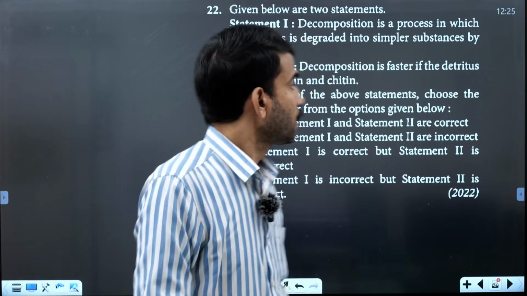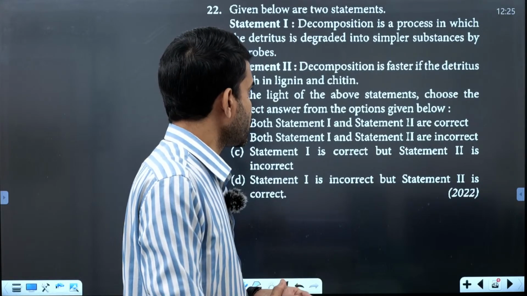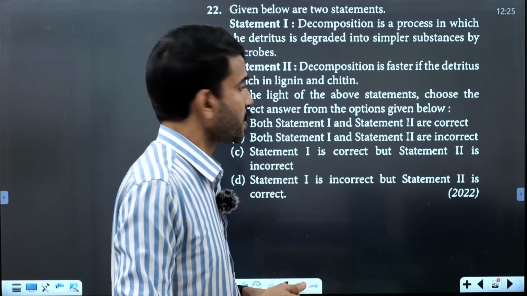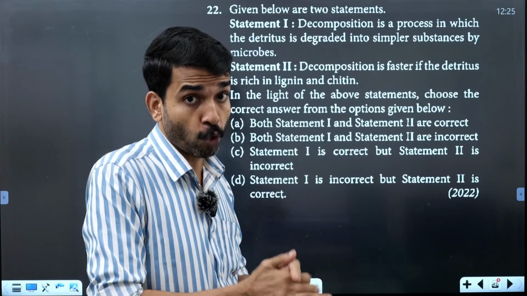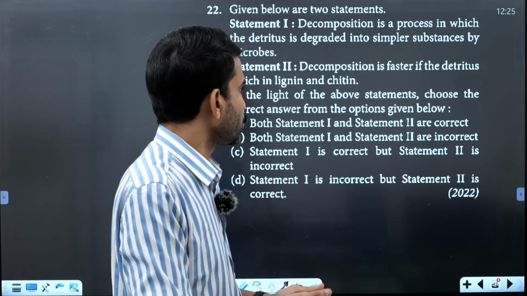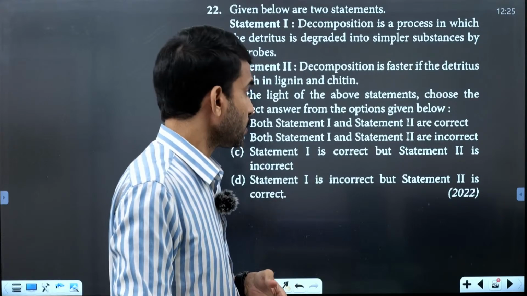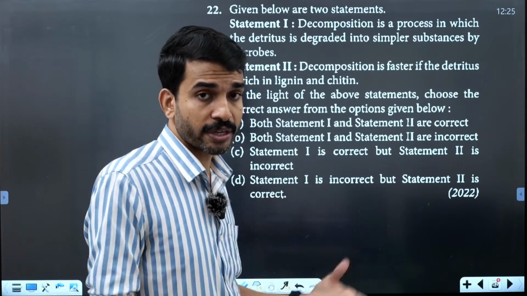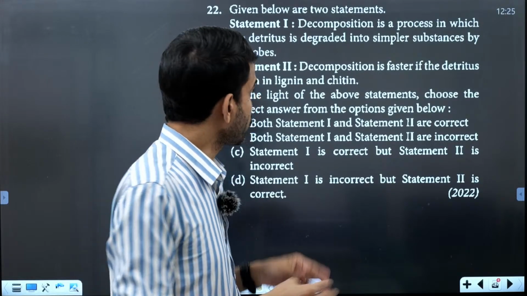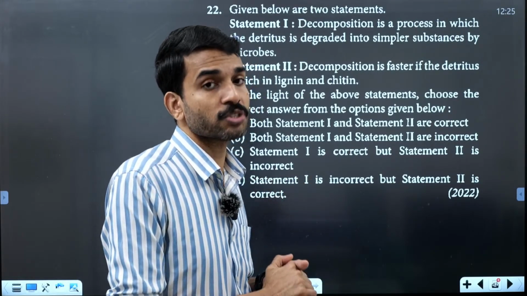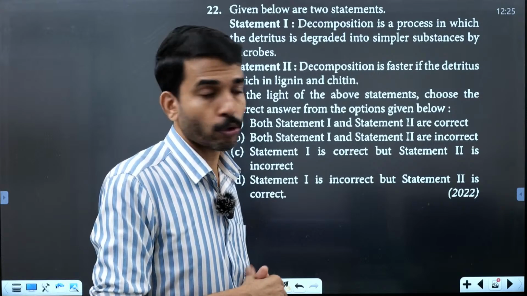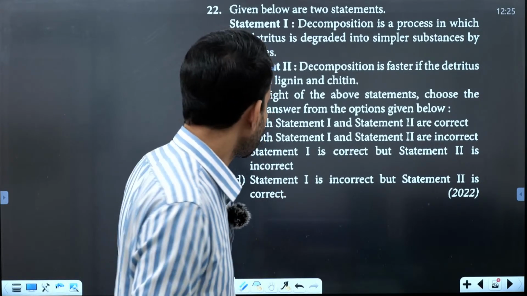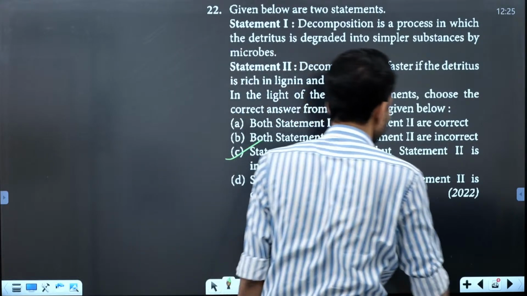That's the answer. First one, decomposition is a process in which the detritus is degraded into simpler substances by microbes, right? We call it decomposition. The decomposition is faster if it contains nitrogenous waste, simple sugars, and if oxygen is available. But if it contains lignin, chitin like substances, decomposition would be a slow process. So the first statement is right, the second one is wrong. That means our answer is C.